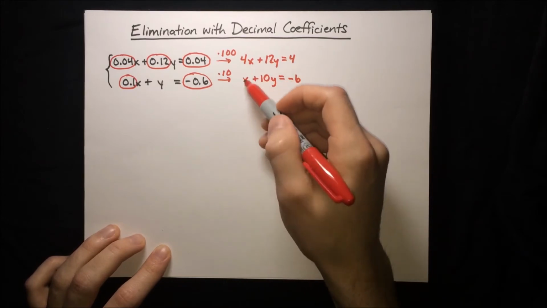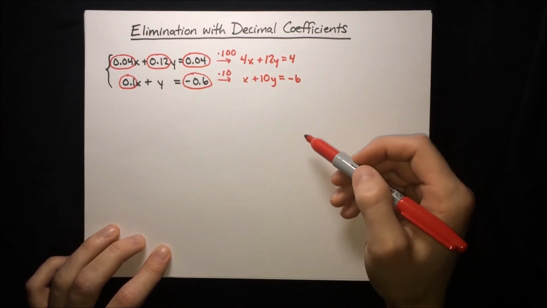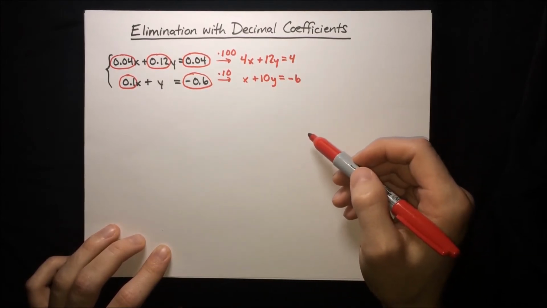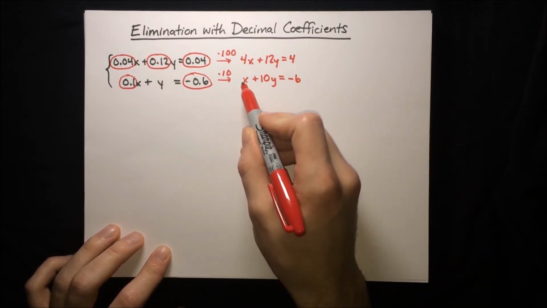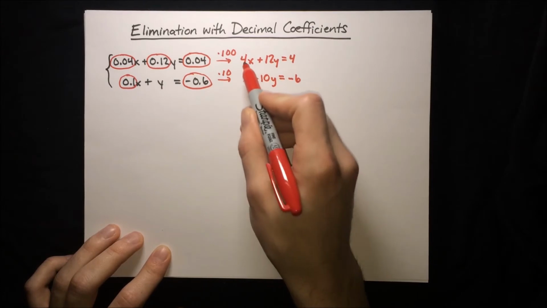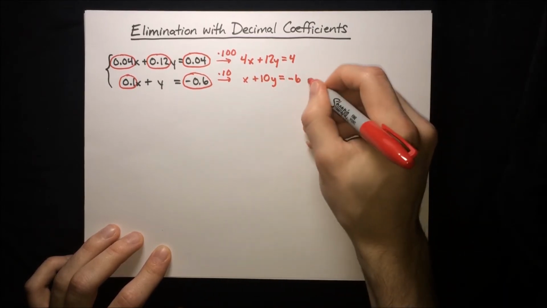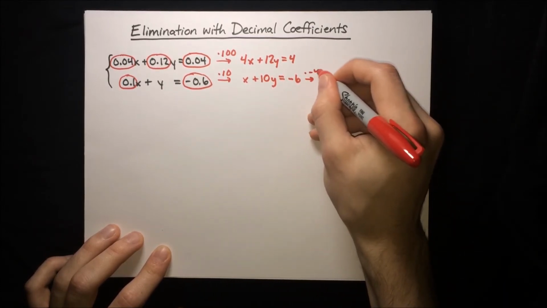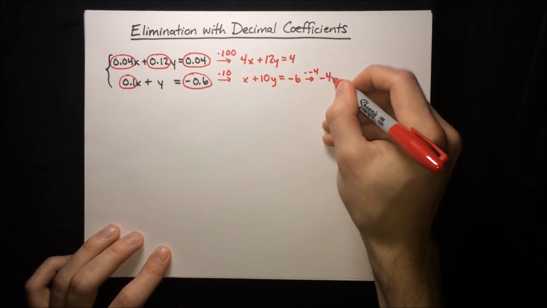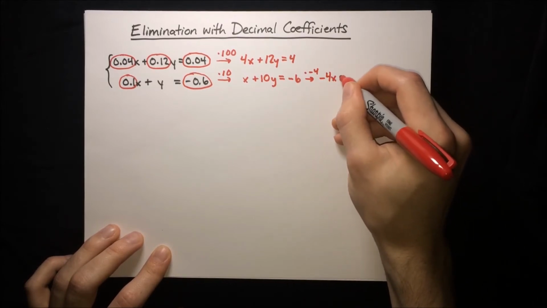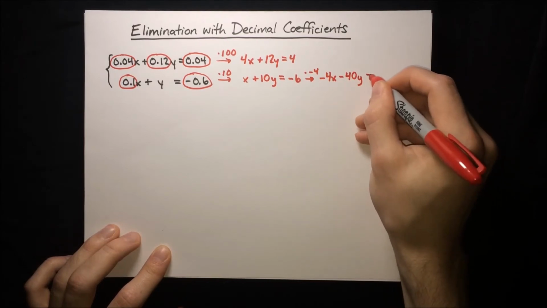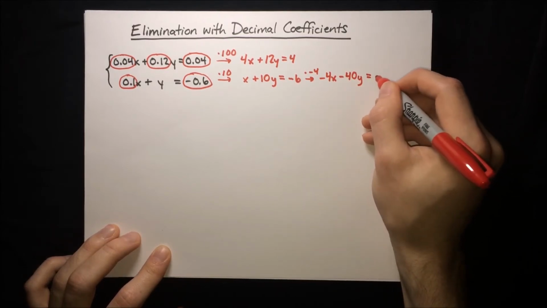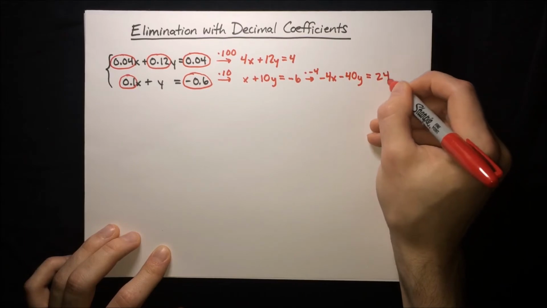And now we have integers, and we can perform elimination as usual. So why don't we multiply this bottom equation by -4. That way this -4x will cancel out with that positive 4x. So multiply that by -4, and we get -4x. 10 times -4 is -40y, and that's equal to -6 times -4, which is just 24.